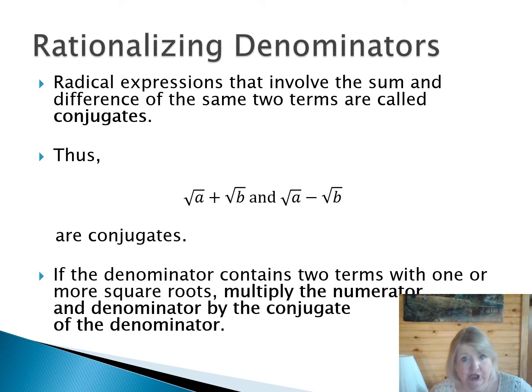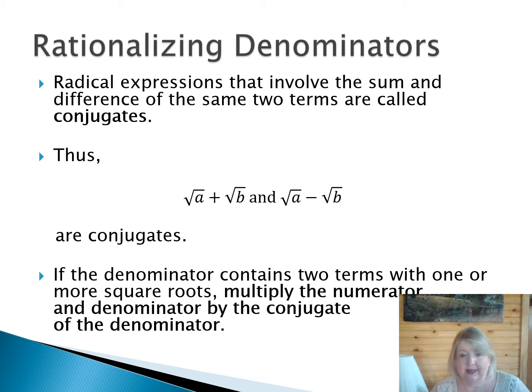Radical expressions that involve the sum and difference of two terms are called conjugates. So the square root of a plus the square root of b and the square root of a minus the square root of b are called conjugates. 3 plus the square root of 5 and 3 minus the square root of 5 are conjugates. 2 plus the square root of x and 2 minus the square root of x are conjugates.